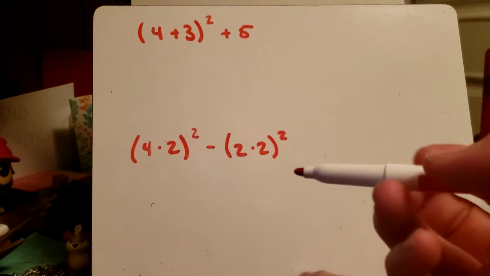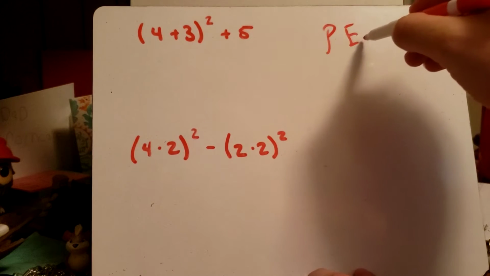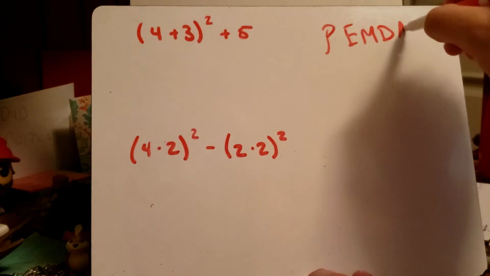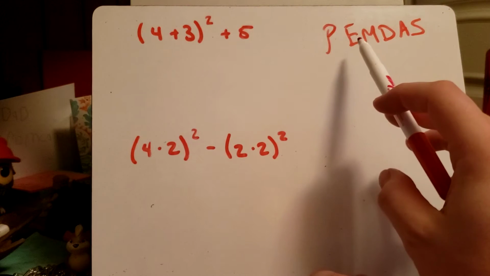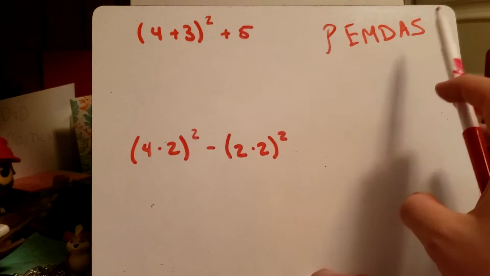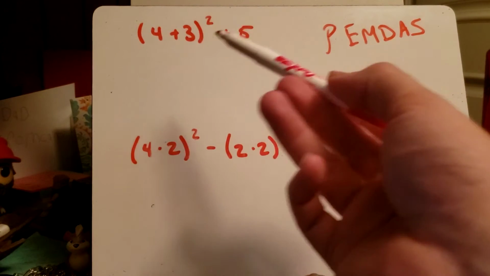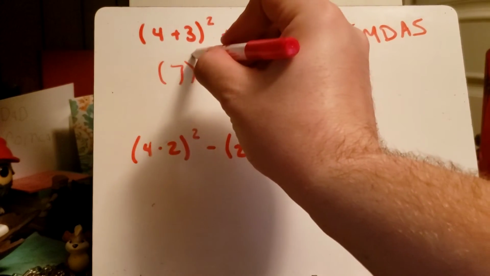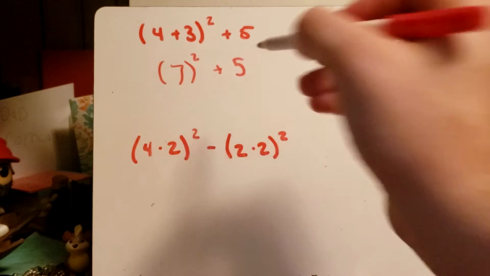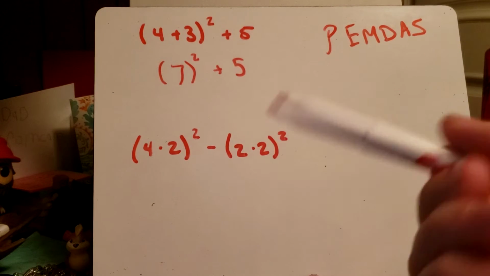Now, if you remember, from the last video, our order of operations is PEMDAS. So parentheses first, exponents, multiply, divide, add, subtract. So first we have to do what's inside of our parentheses. We've got 4 plus 3, that's 7. Okay, and that was our parentheses part. We added our 4 plus 3.